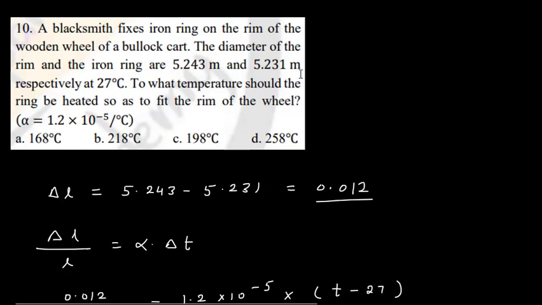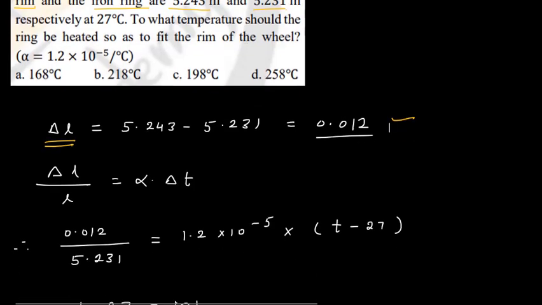So here what is given to you is that you have one rim and an iron ring. Now on the rim you are going to put this iron ring. The size of the rim is 5.243 and the size of the ring is 5.231. So what you want is to heat this ring so that it will expand and its diameter will become 5.243. So here your change in length will be 5.243 minus 5.231, and your original length is 5.231, right? So the formula, we will apply the formula.